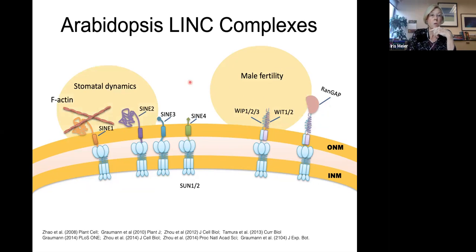And then we're going to focus on these two new proteins over here, SINE1 and SINE2. And these are actually related, 80% sequence similarity. SINE3 and SINE4 are unrelated proteins. I won't tell you anything about them today.